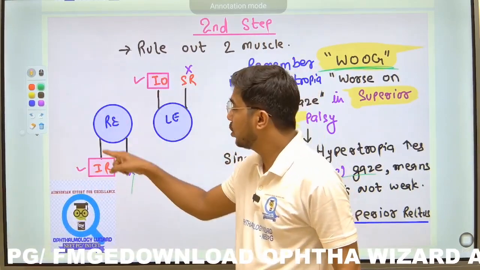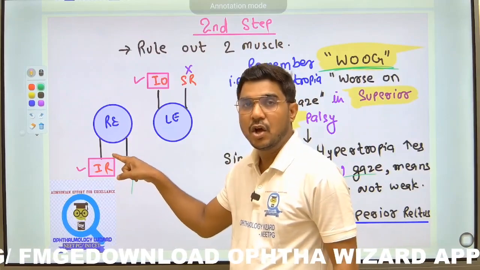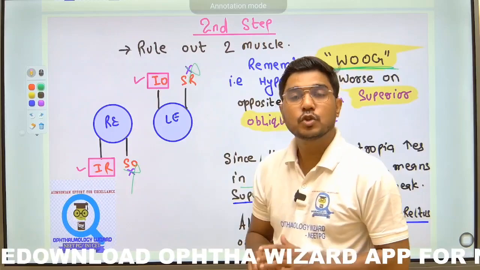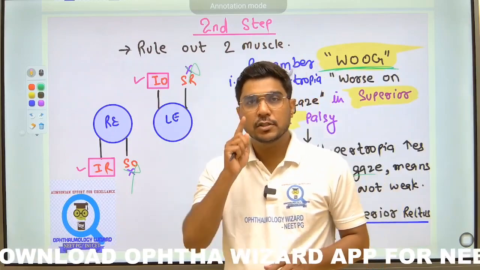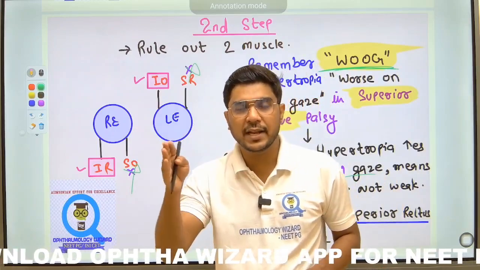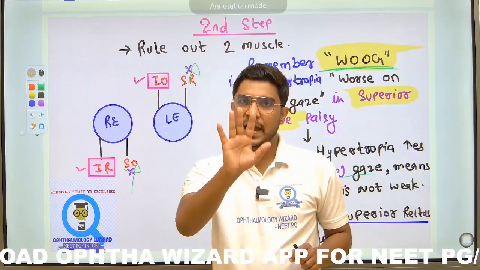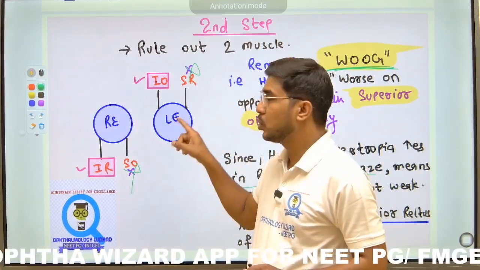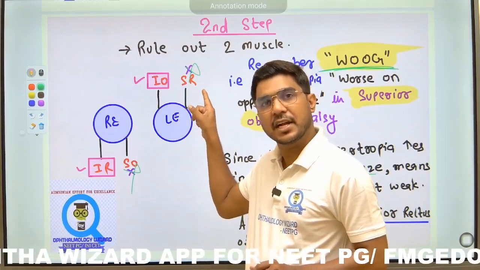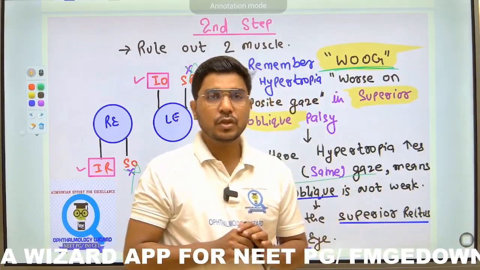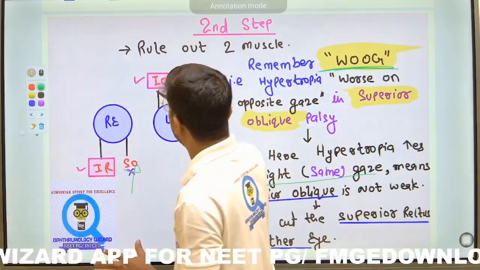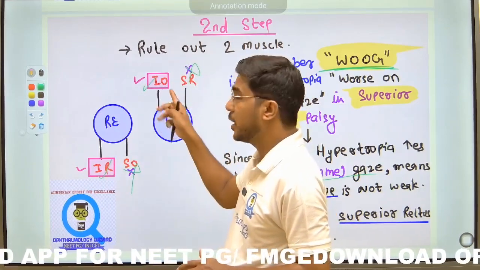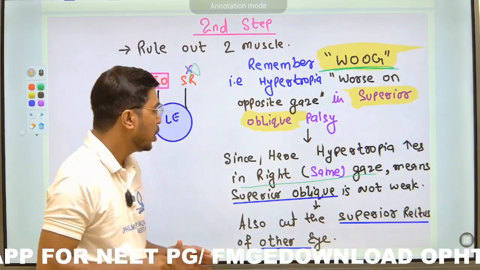Since we are ruling out the superior oblique muscle of this eye, we also rule out the superior oblique muscle of the other eye, because the superior goes hand in hand, inferior goes hand in hand. Okay, if I cut the superior here, then I will cut the superior here also. Now we are left with two muscles, this one and this one: inferior rectus of right eye, inferior oblique of left eye. Okay, you got my point?